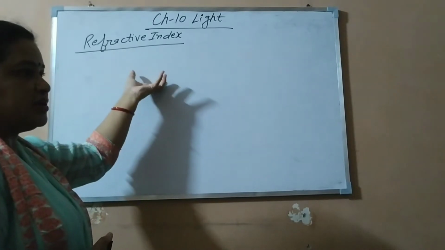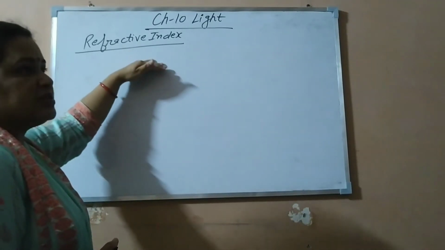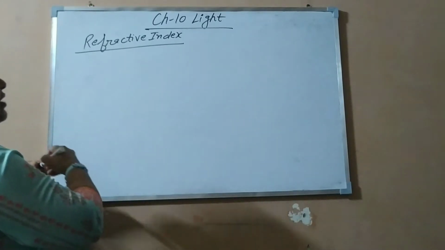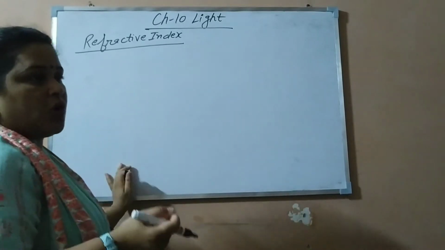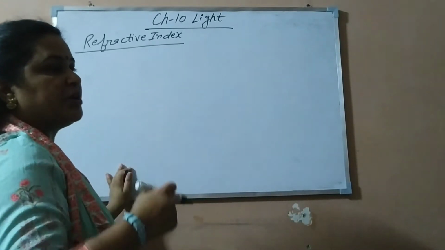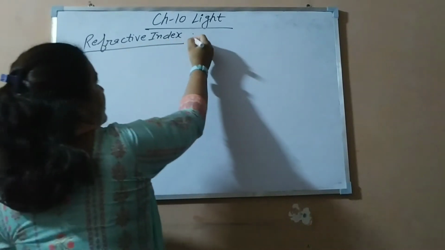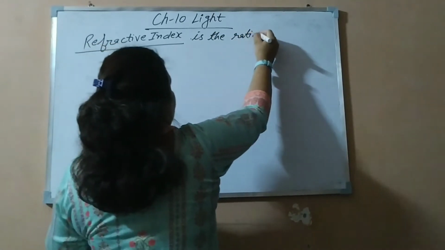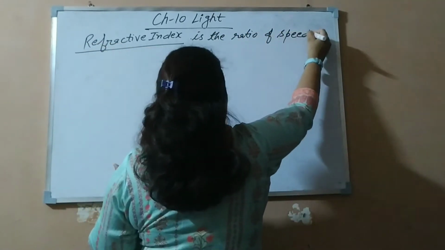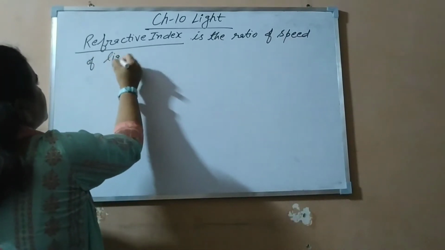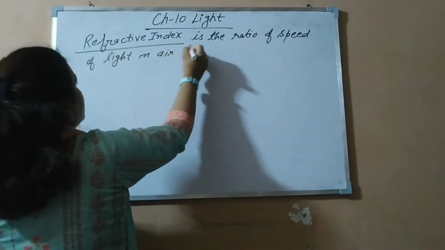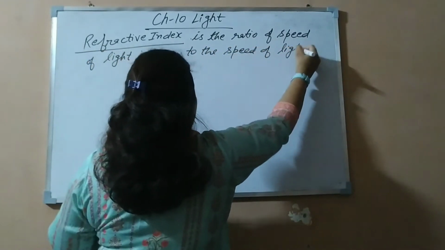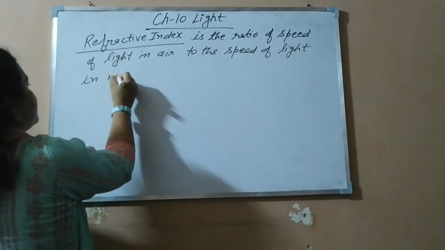This medium can be air. If it is air, then it is known as refractive index. So how can we define this refractive index? Refractive index is the ratio of speed of light in air to the speed of light in medium.